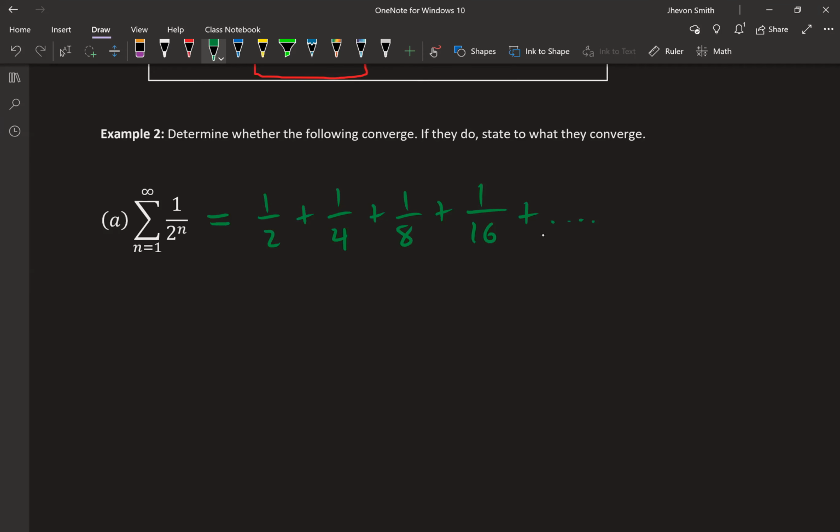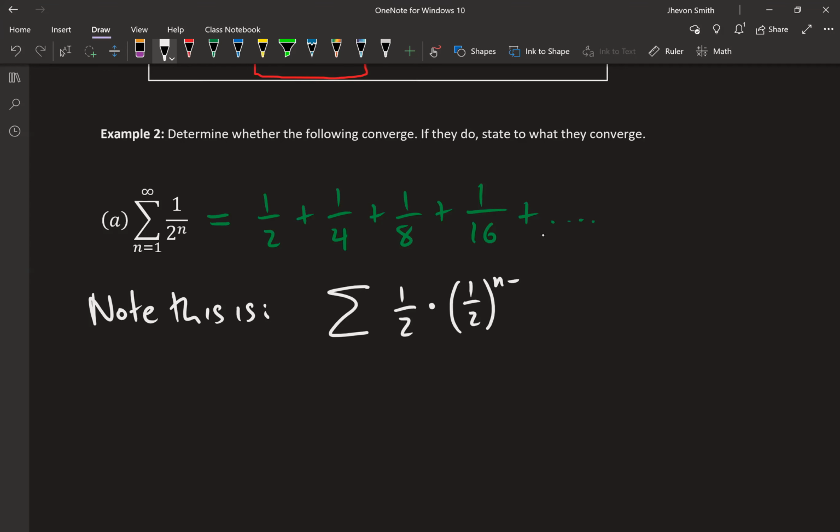Now you can compare what I'm going to do here to what we did yesterday, but we actually know that this converges. Let's see if we can figure out that it converges some other way. It turns out that it is actually a geometric series. Notice here, this is the sum. I can look at this as a half times a half to the n minus 1.